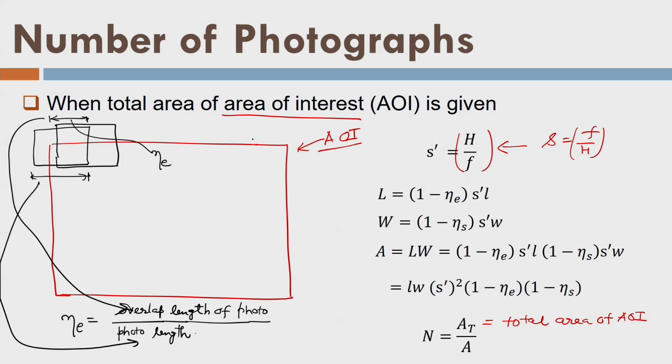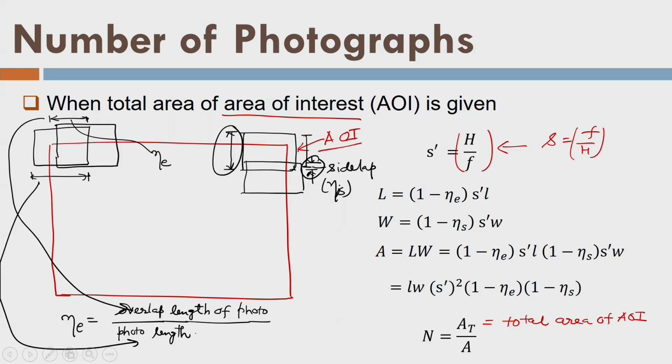Similarly, if I find the overlap between these two photographs, this overlap is what we call side lap, and I write it as eta s. Similarly, I will take the ratio of this overlap to the total length, the width here, and that ratio is my side lap.